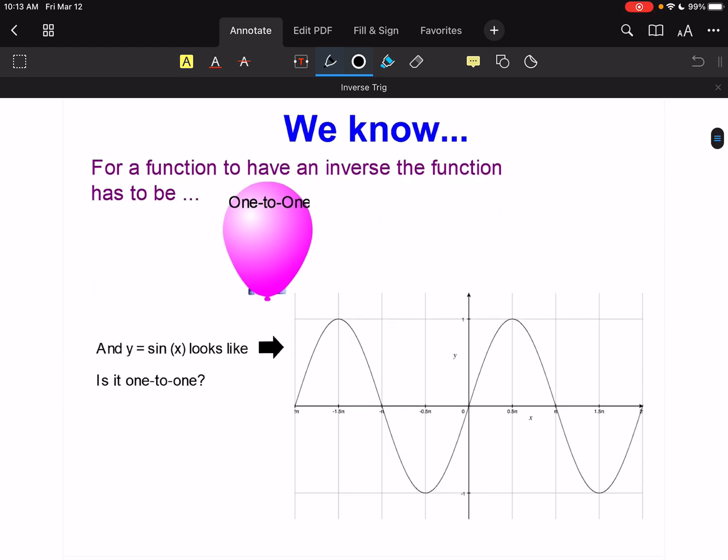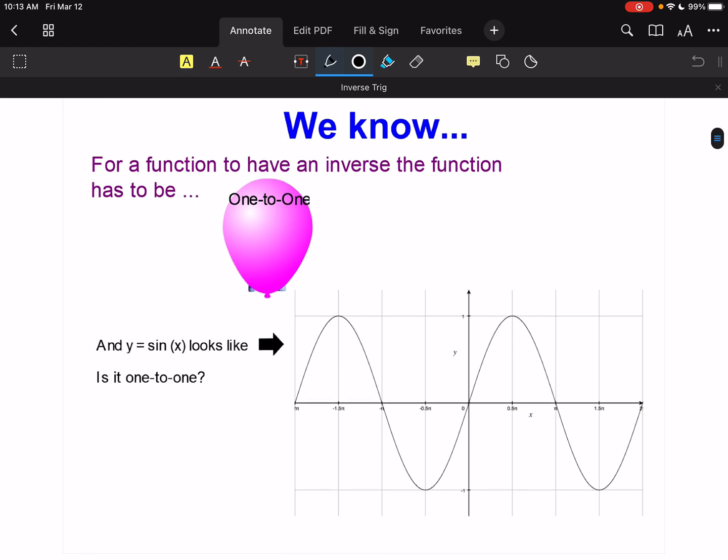So inverses. For a function to have an inverse, the function has to be 1-to-1. And what it means to be 1-to-1 is that we have a unique y for every x. And if you remember, the way we check to see if the inverse is a function is by doing the horizontal line test.